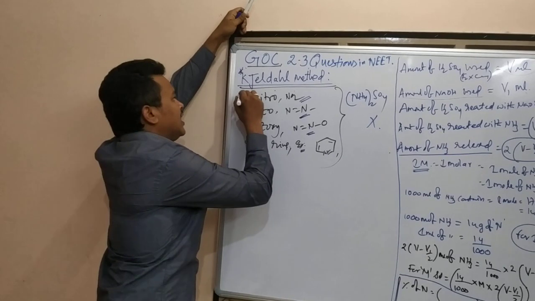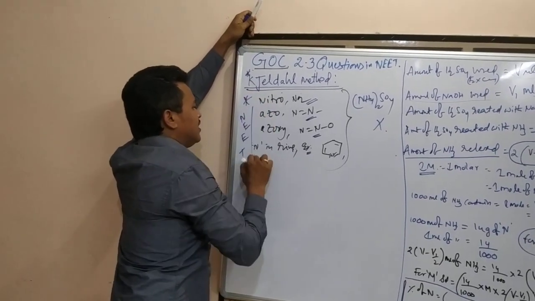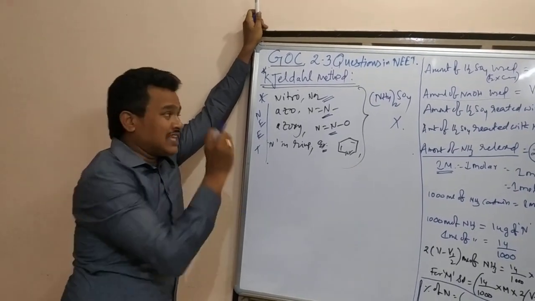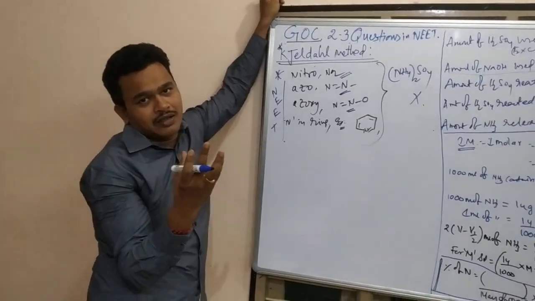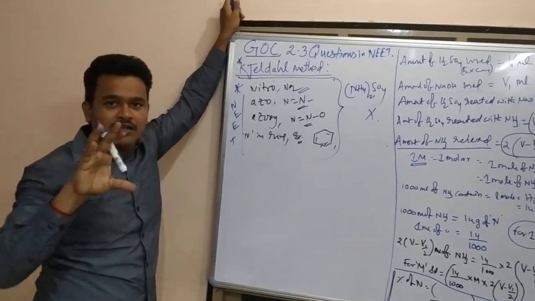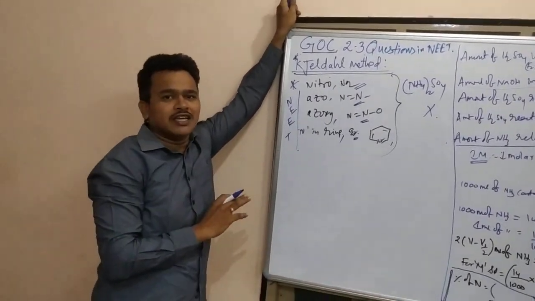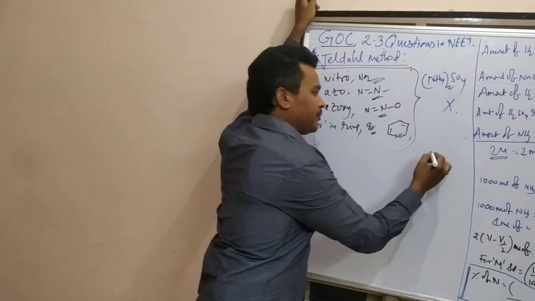This is very, very important. It will come in the examination. Keep it in mind. Also, this is applicable only for organic compounds where nitrogen is directly attached to carbon. In a compound where carbon and nitrogen are there, we can use this. The Kjeldahl method is an important one.